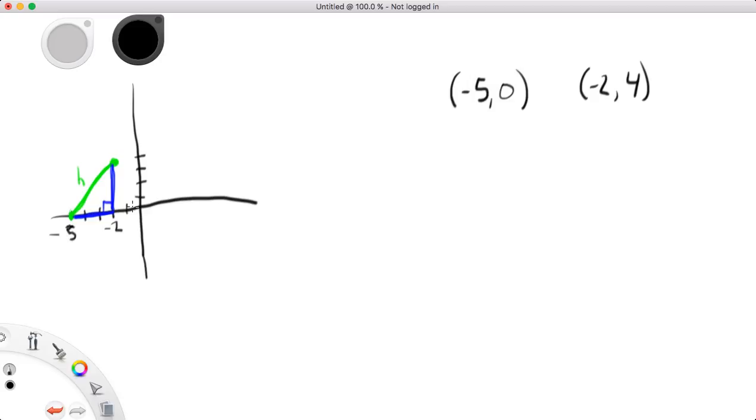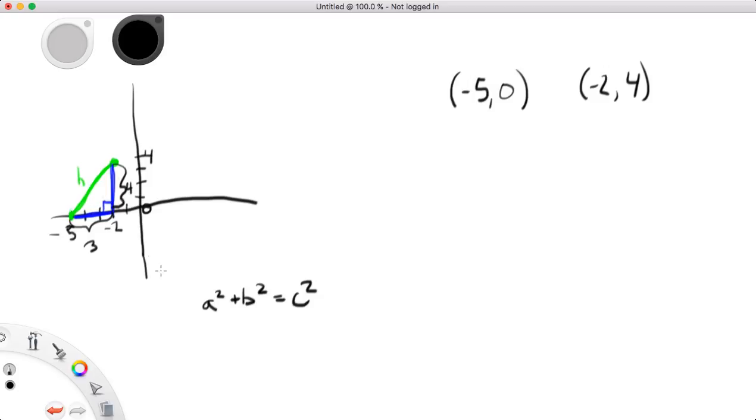So the distance between these 2 points is the same as the length of the hypotenuse of a right triangle, right? So we need to figure out, this is -2 here, this is -5 here, this is 0 here, 0 here, and this is 4 here. So how big is this leg here? Well, I count 1, 2, 3. That leg is 3. How big is this leg here? Well, I count 4, from 0 to 4 is 4.